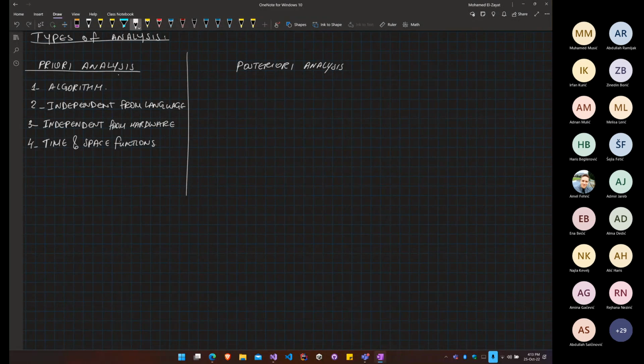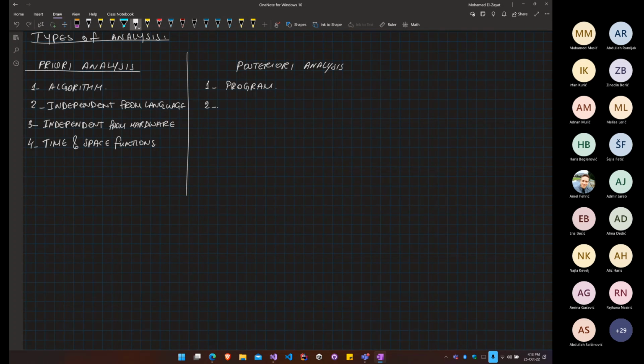Posteriori analysis, however, is where you are analyzing the program itself. The actual code, the actual text which you have written, the compilable code, this is the one which we analyze. This is what we call the posteriori analysis.